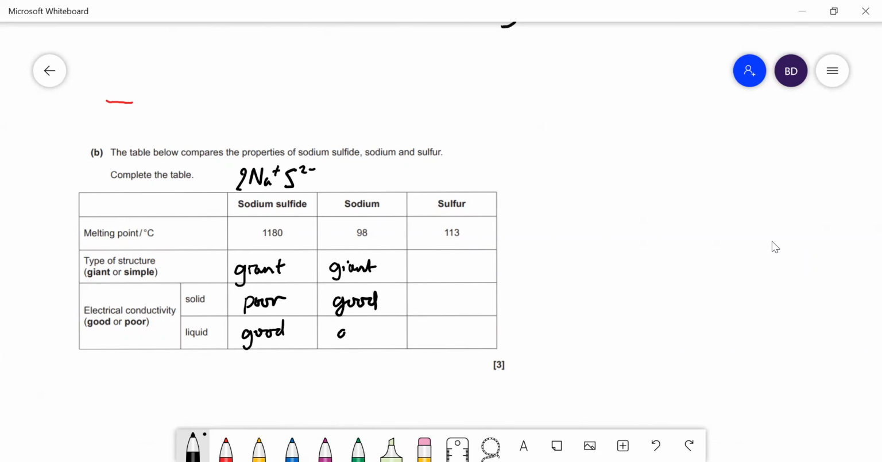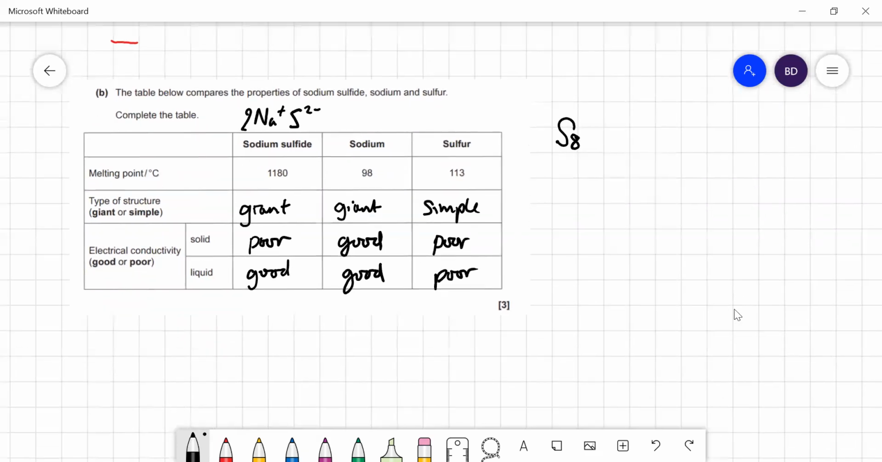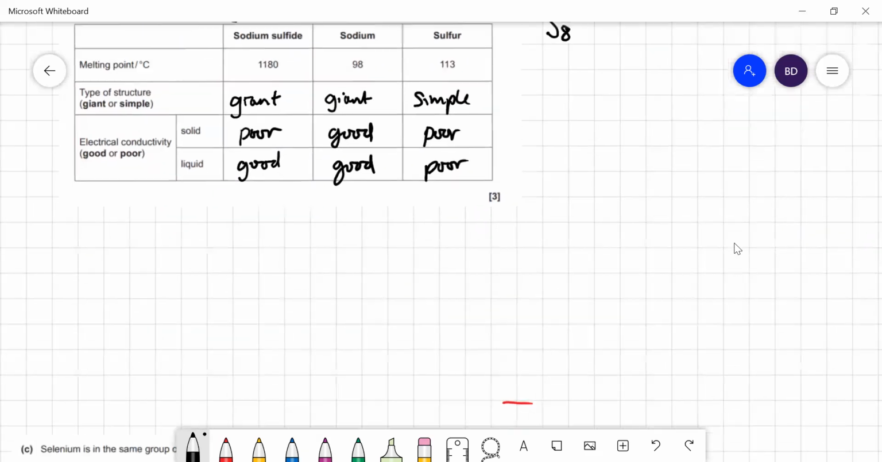And it can also conduct when it's liquid. It's still got delocalized electrons to carry the current. And sulfur, right now, exists as S8 molecules. So it's small molecules, so it's simple. And it can't conduct when it's solid or liquid. Poor conductor, because it's got no delocalized electrons and no free ions. There's no ions in it that can move about. Okay, so that's a fairly straightforward table.